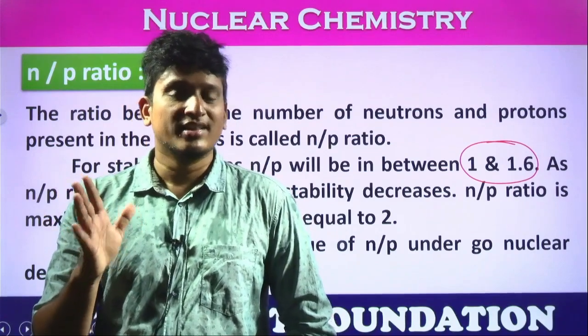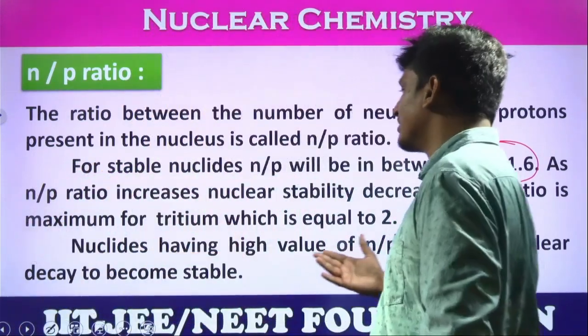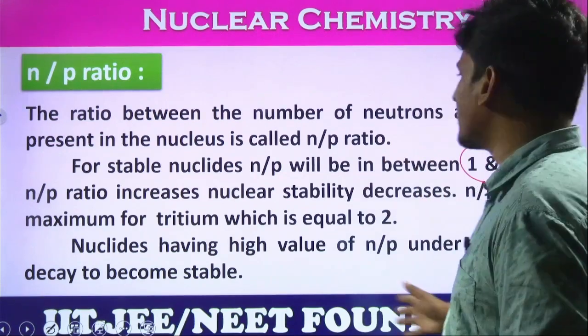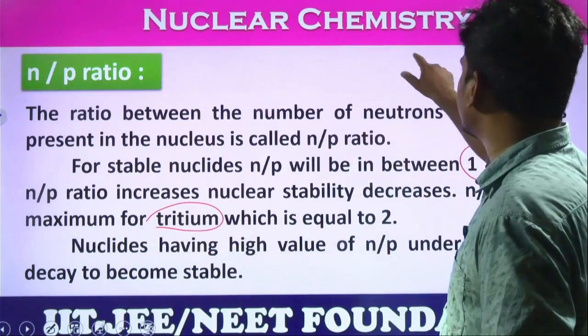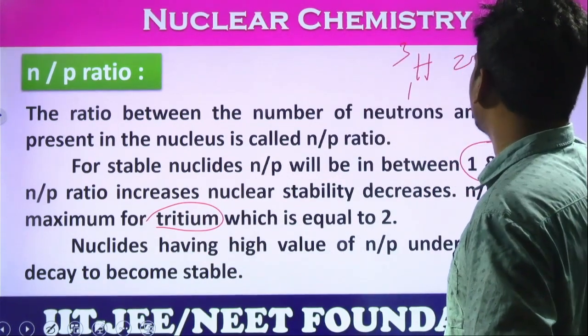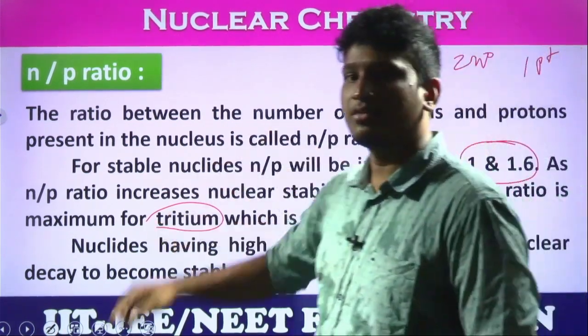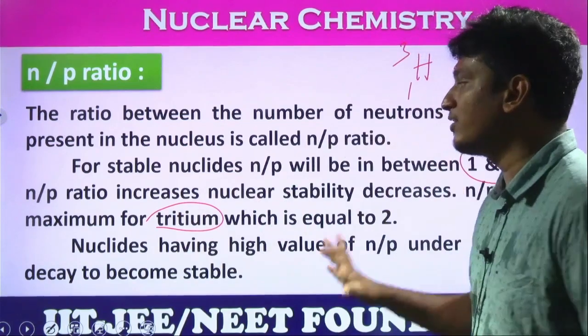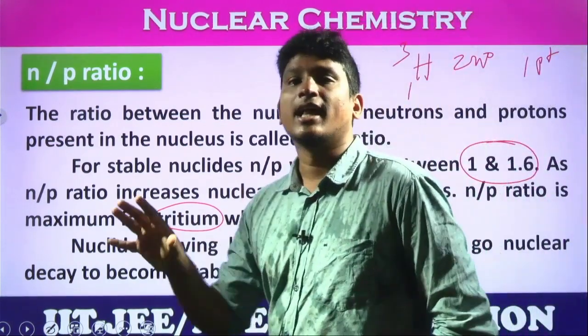Yes or no? The nucleus becomes unstable with more neutrons than required. So the N by P ratio is maximum for tritium. What is tritium, students? Tritium is 1H3. How many neutrons are there? 2 neutrons. How many protons? 1 proton. What is the ratio? 2:1. There are 2 neutrons per 1 proton. So the maximum is for tritium, which is equal to 2, which is highly unstable.